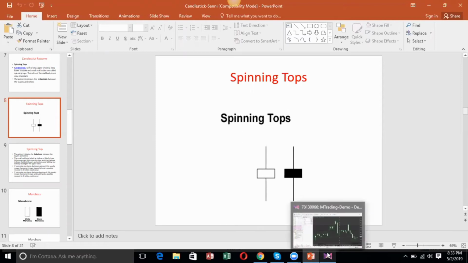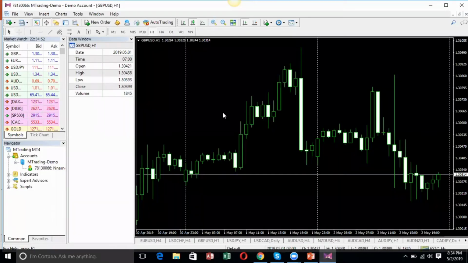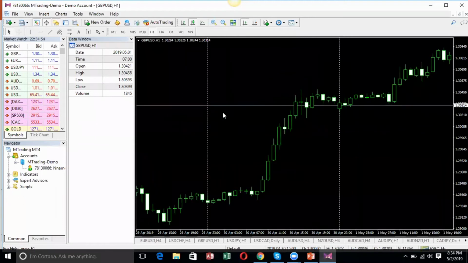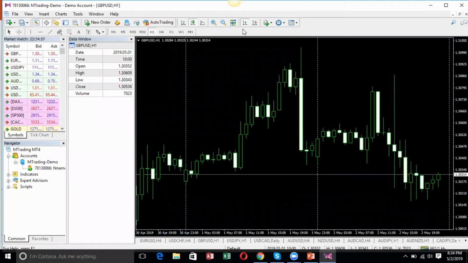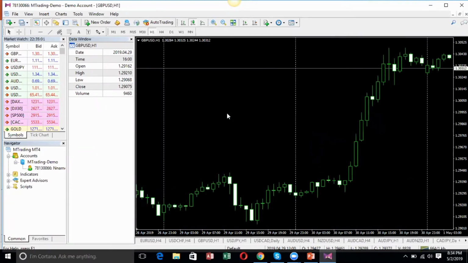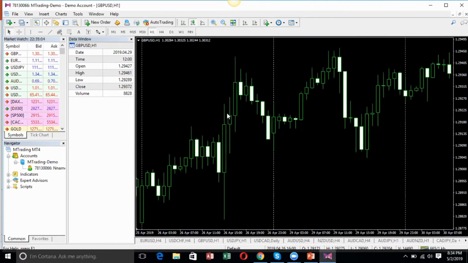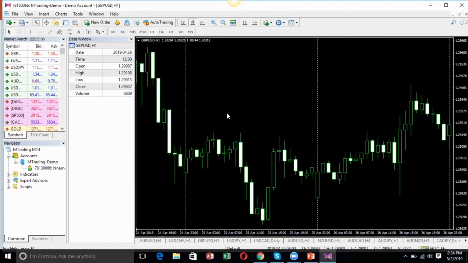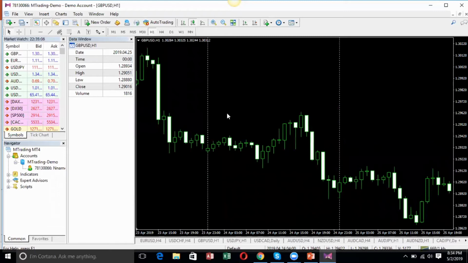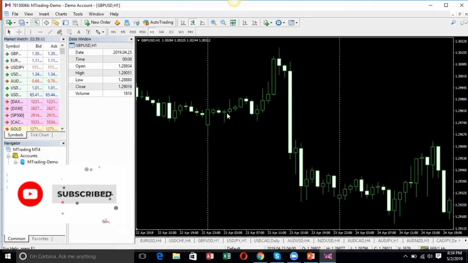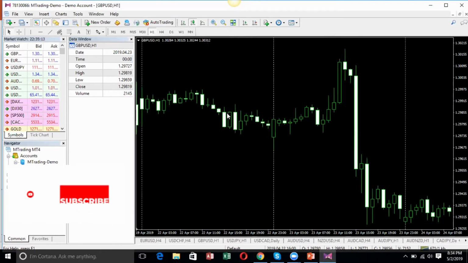Now, having known this, can we identify them here? Can we spot a spinning top on our own and say, this is a spinning top? Are we following? So these are the things we need to learn. If we see a spinning top, can we spot it and say this is a spinning top? Now, can you see this? This is a spinning top.